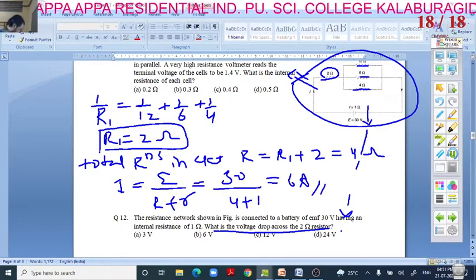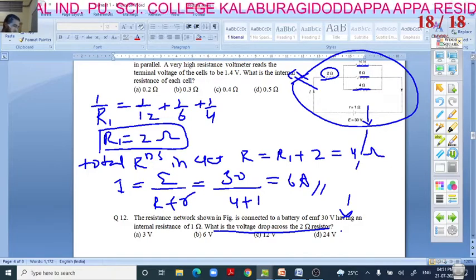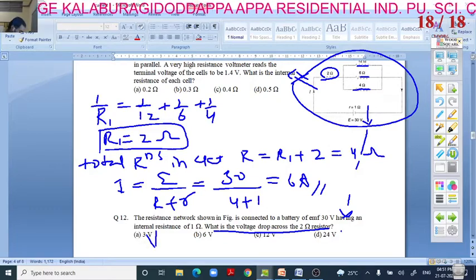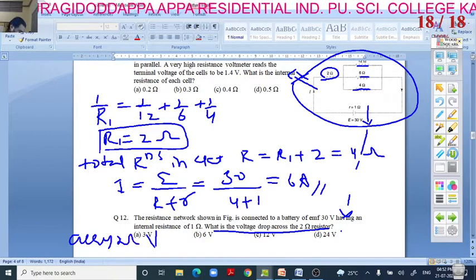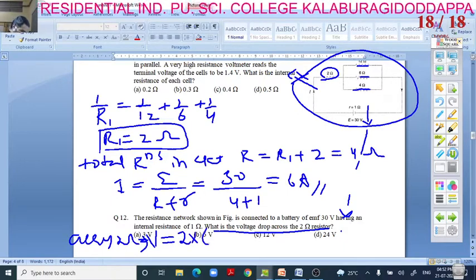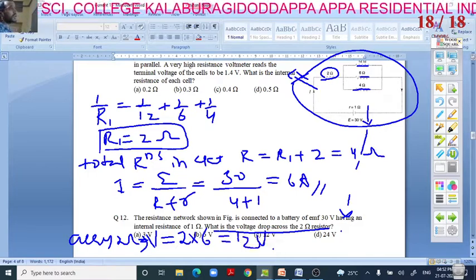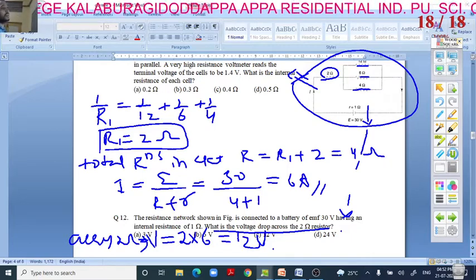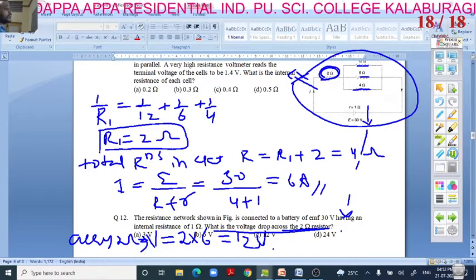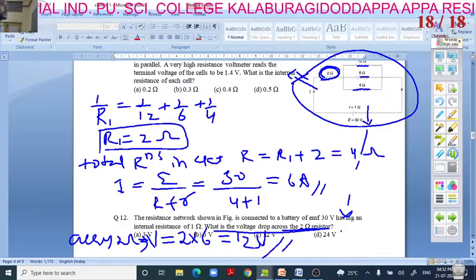I hope you are getting it. What is our aim? Our aim is to find the voltage drop across the 2 ohm. So the voltage drop across the 2 ohm is V is equal to 2 into 6, that is equal to 12 volt. This is our answer here. Next question.